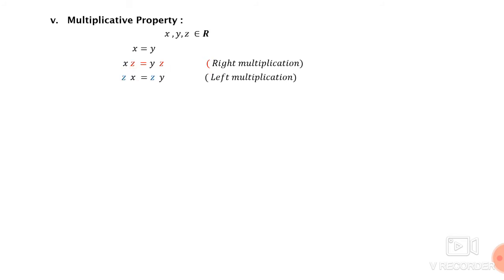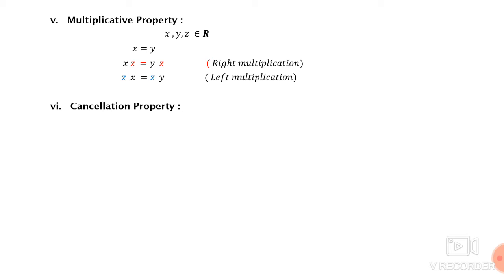Next is multiplicative property. It is exactly the same as additive property. X, Y, Z belong to real numbers. We have chosen three real numbers and X is equal to Y. If we multiply both X and Y with Z, the answers will remain equal. This is the right multiplication because we have multiplied Z with X and Y on their right sides. Same happens with left multiplication.